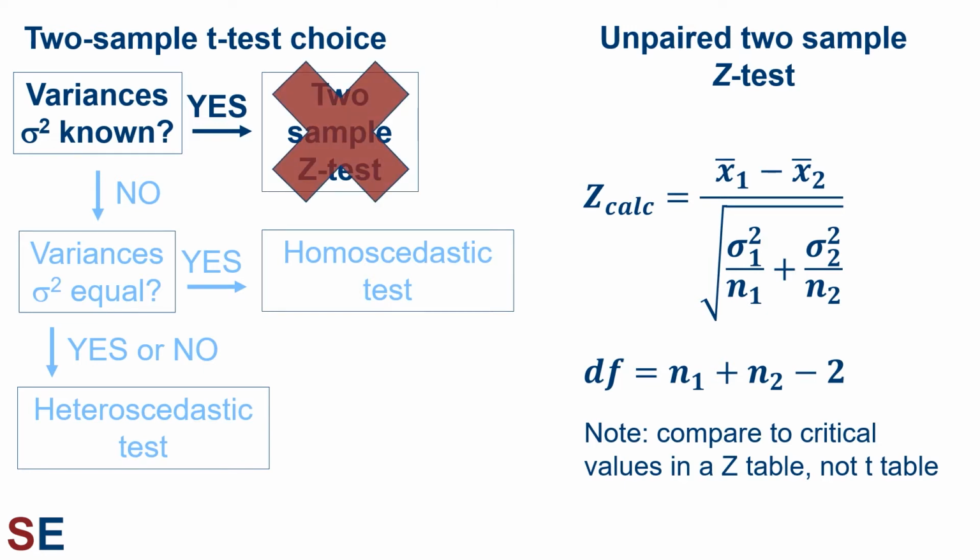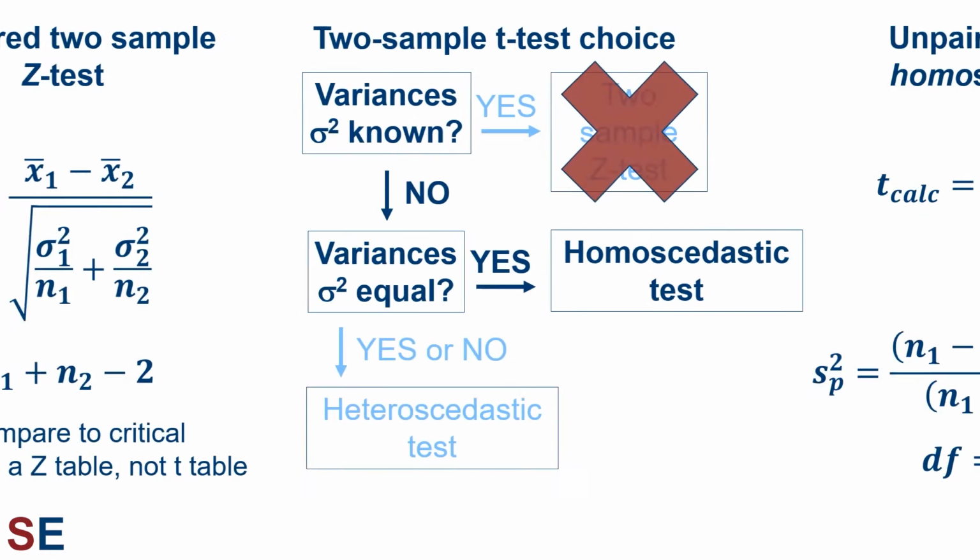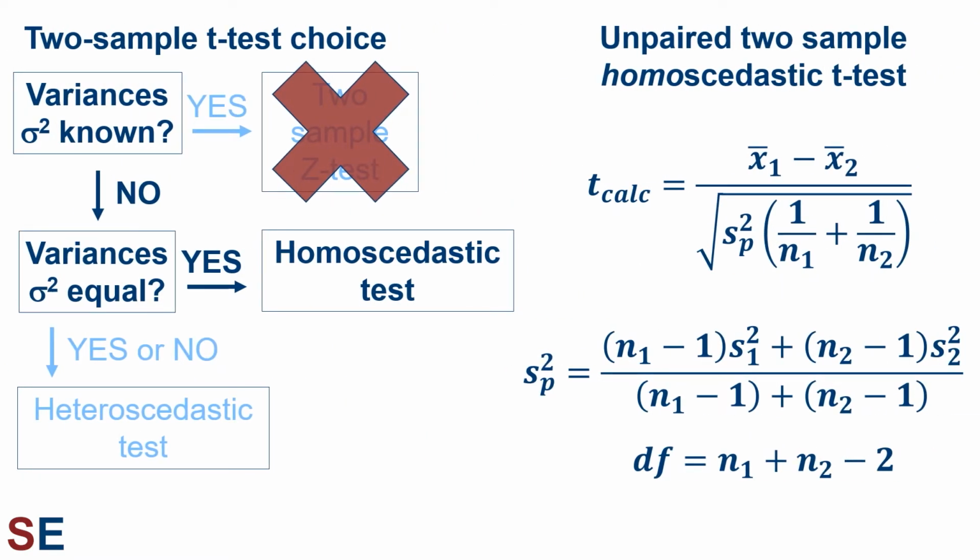Let's look at the two unpaired tests you should consider doing. If we don't know the population variances, but we're fairly sure that they're equal because we've done some other statistical test to compare them, we can do the unpaired homoscedastic t-test. For this test, the t-calculated value comes from the equation shown, which incorporates the sample means, the sample sizes, and a value called the pooled variance, the SP². The pooled variance is a weighted average of the sample variances, where the weighting is done based on the degrees of freedom for each sample. The overall degrees of freedom value for our test is the sum of the sample sizes minus 2.